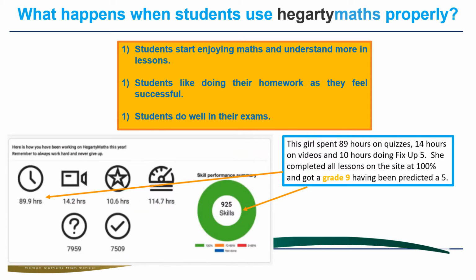It also shows you and me how many skills you acquired and how long you spend on it. You see, for example, the student that is here, after spending nearly 90 hours and acquiring 925 skills, achieved grade 9, being predicted grade 5. So it really shows us that if you work well and use homeworks correctly, it really develops your understanding of maths.